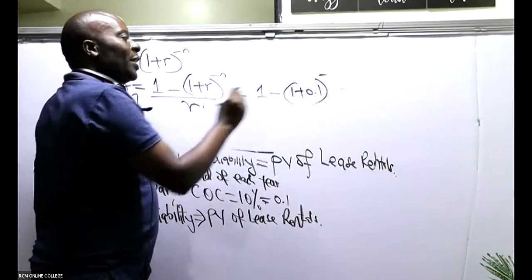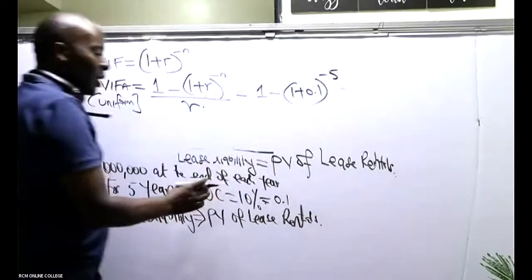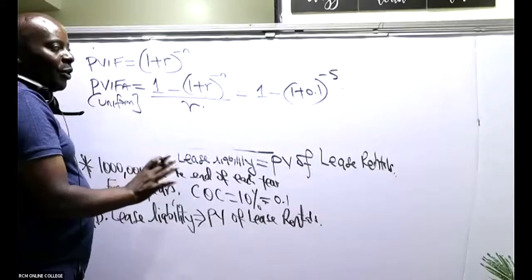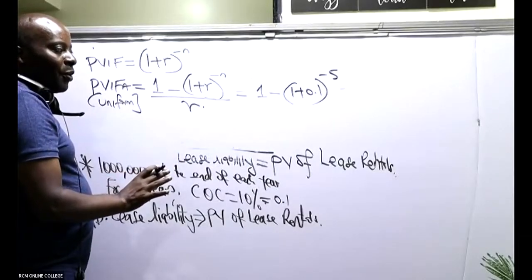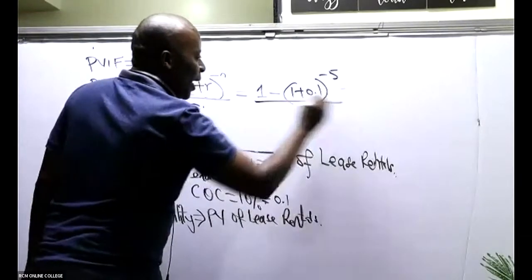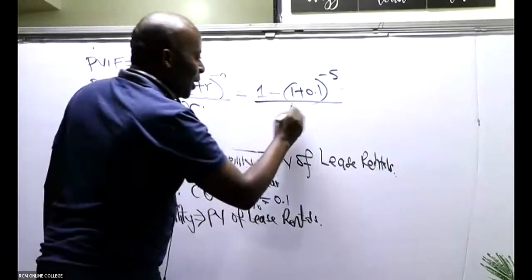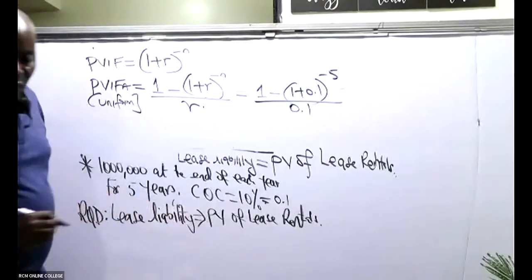So number of years in this case here, there are how many? This is a lease of 5 years. We're going to enjoy this for 5 years. And then we shall be able to divide everything by our R, where our R in this case here is 0.1.